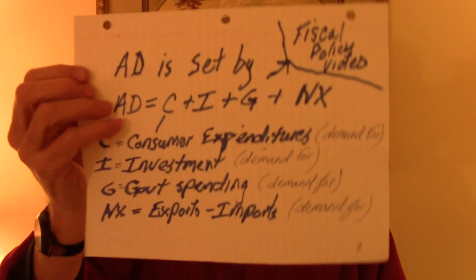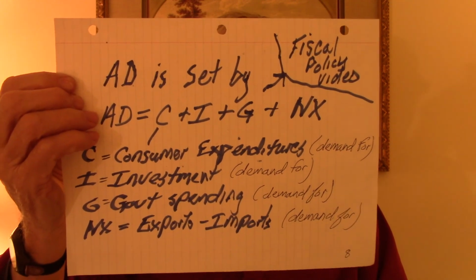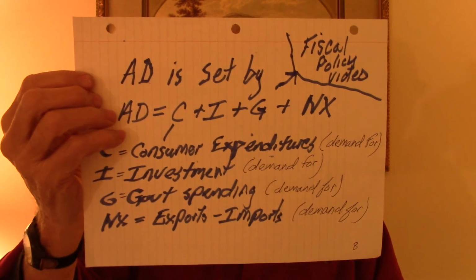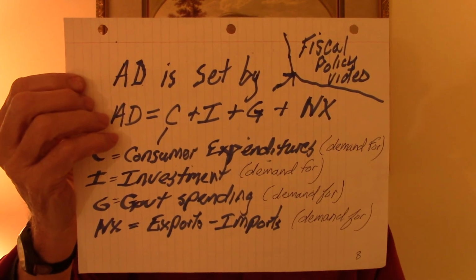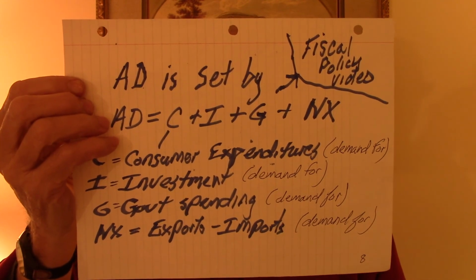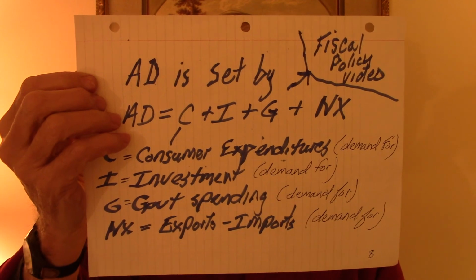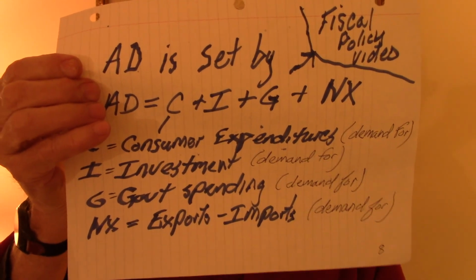And then we talk about this in fiscal policy. AD is the aggregate demand curve. The aggregate demand curve is determined by consumption, C, the desire for consumer expenditures, investment, I, the amount of investment that goes on in the economy. Government spending is G, and X is net exports. We talk about that at length in the fiscal policy video.